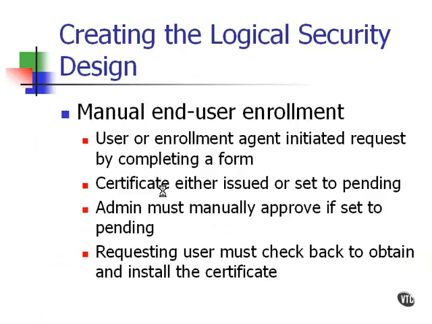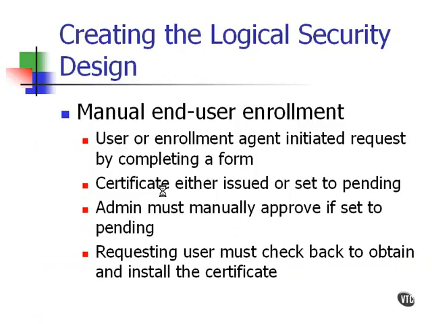The other type of enrollment process here that users or administrators may get involved with is the manual end user enrollment process. And this is something that's done if automatic certificate enrollment is not configured. So how this starts is that a user or an enrollment agent, someone who has the authority on behalf of a user to request and install a certificate, initiates a request, and that can be done by completing a form, usually from a website where the entity can request a certificate. But this can be also done with other tools like the Certificates Console, MMC Snap-in.